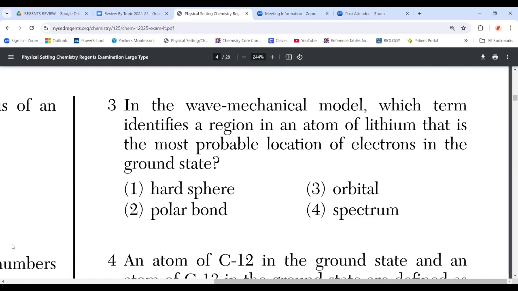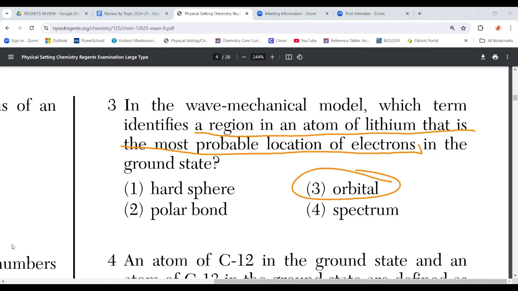The other question they love to ask in this section is what was the result of Rutherford's gold foil experiment? And that's why all that stuff is on the review sheet for you. Okay, so we're talking wave mechanical model. Wave mechanical model has electrons moving in clouds and also in orbitals. So which term identifies the region in an atom of lithium that is the most probable location of electrons in the ground state? So you need to know that a region in an atom that is the most probable location of electrons is the definition of an orbital.